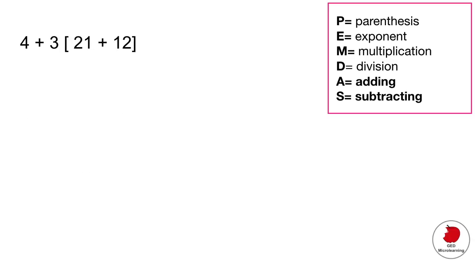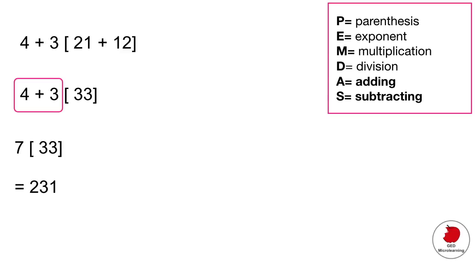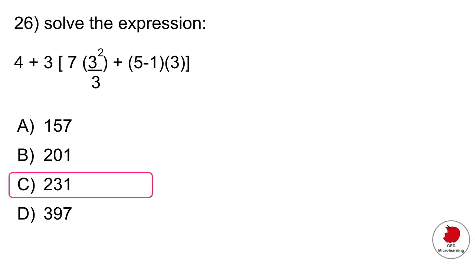All right, so then the next step we said was adding or subtracting. So we are going to add that 21 plus 12. That gives us 33. All right, so now that we've finished everything that was inside those brackets, including the parentheses inside, now we can go to the outside. All right, so 4 plus 3 is 7. And then you simply multiply 7 times 33. That gives you 231.